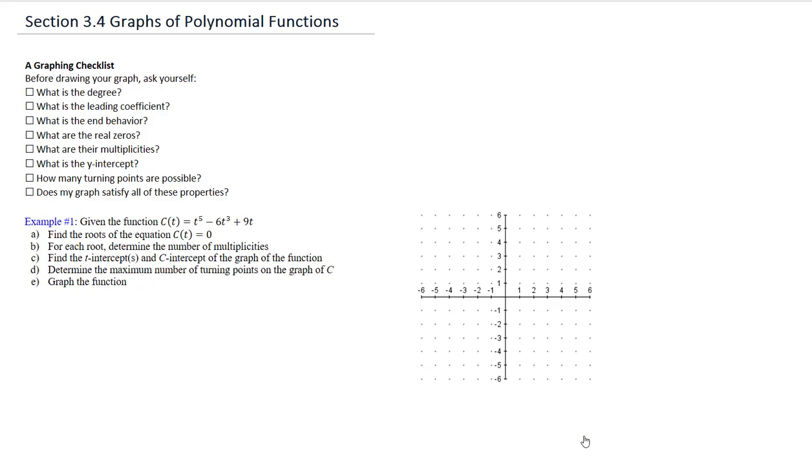Welcome to a video on graphs of polynomial functions. Before you begin graphing any polynomial equations, it's good to have a graphing checklist, such as the one provided here. This is also embedded in our section 3.4 guided notes.